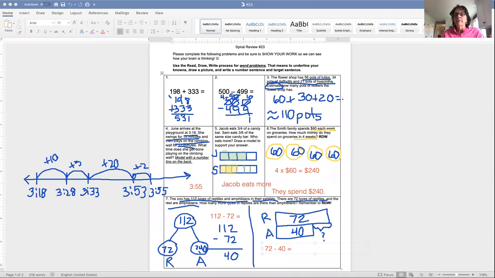And remember, I'm not going to add those, because if I added them, I'd get a number bigger, or I could be back at 112, which is the total. And I'm not looking for the total. I'm looking at the difference between reptiles and amphibians. 72 minus 40, I can do that mentally, is 30. And then I can come down here and write my target sentence. How many more types of reptiles are there than amphibians? And I'd write there are 30 more types.